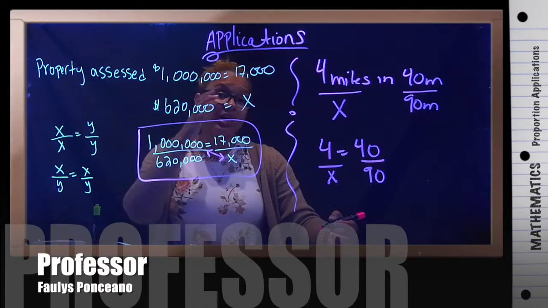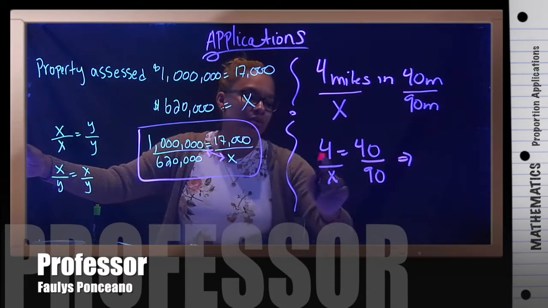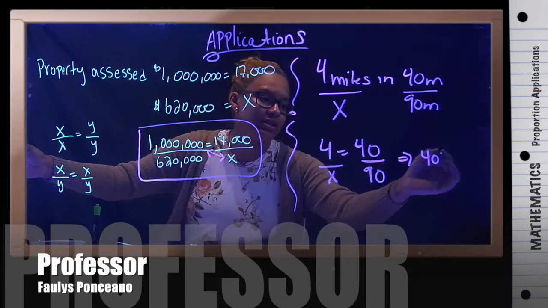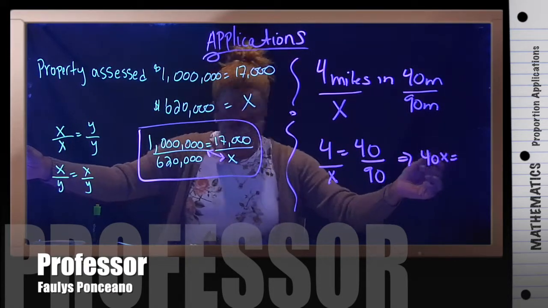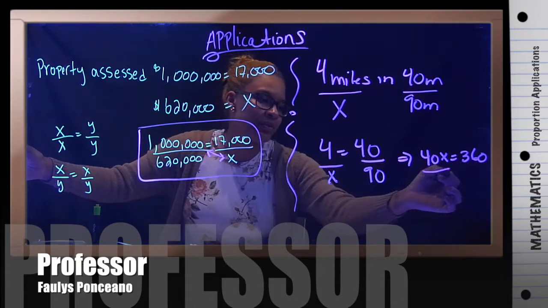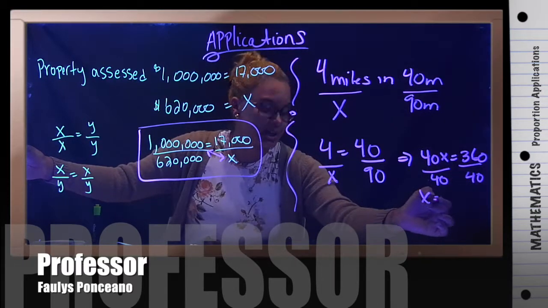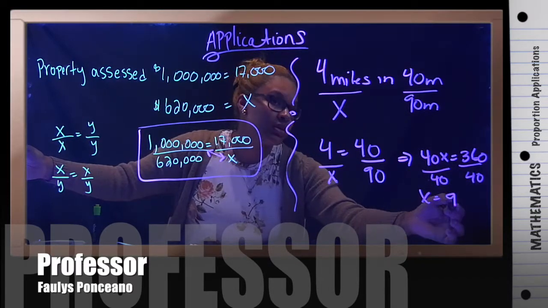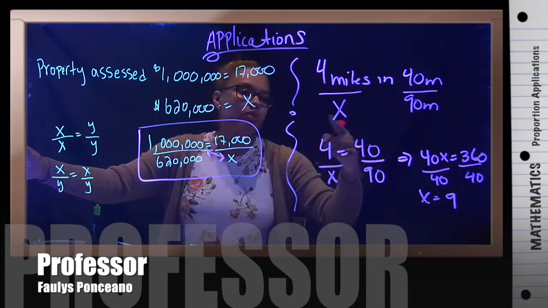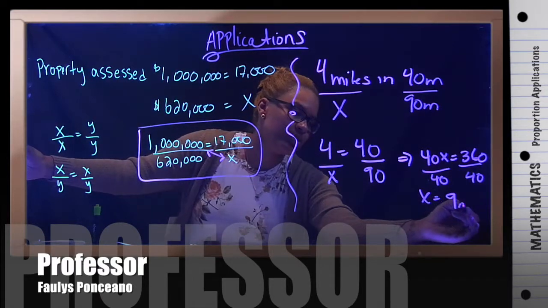Now they want to know the actual answer, so you're simply going to cross multiply. So 4 times 90, x times 40, gives you 40x equals 360. Divide by 40. x equals 9. So in 90 minutes, Karen will walk 9 miles. Let's put the units.